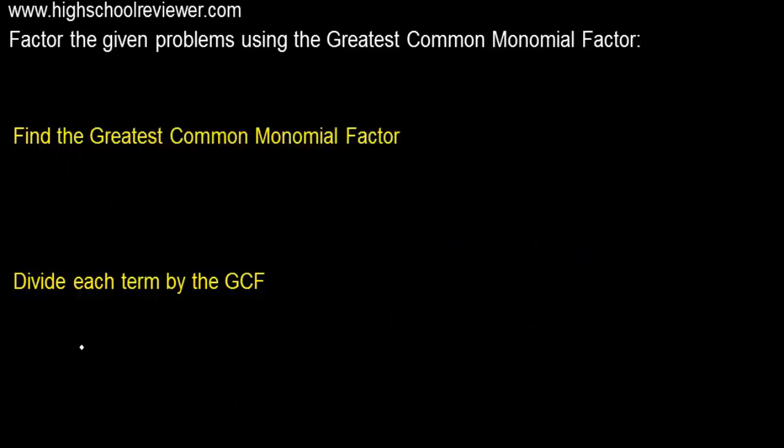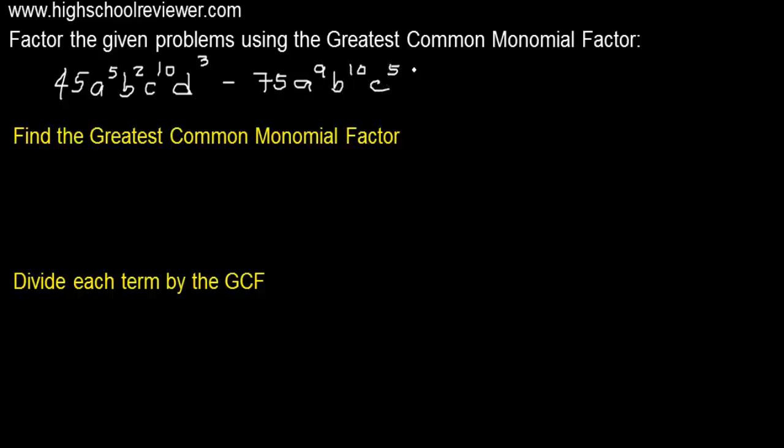Let's solve another problem. We have here 45 a raised to the power 5, b raised to 2, c raised to 10, and d raised to 3, minus 75 a raised to 9, b raised to 10, c raised to 5, and d. We will factor this out.